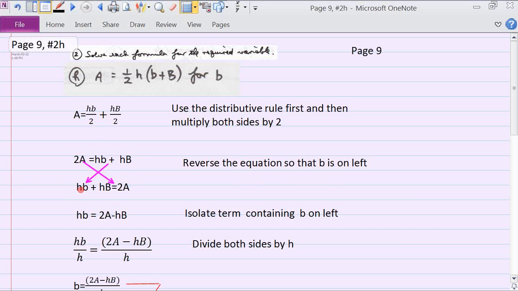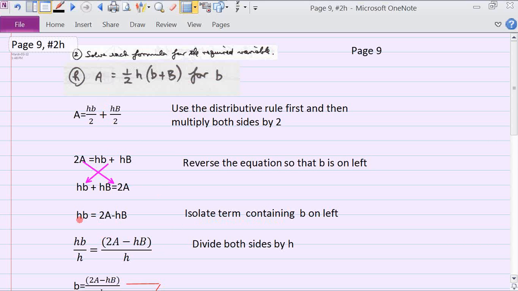Now I reverse the equation so that the hb term is on the left side of the equation, because this is the one that I want to solve for. I want to solve for little b. So I'm putting the left side here to the right side and the right side to the left side. This way I've isolated the hb on the left side. Now I'm going to move this term from the left to the right and change the sign. So all I've done is move this term from the left to the right by changing the sign.